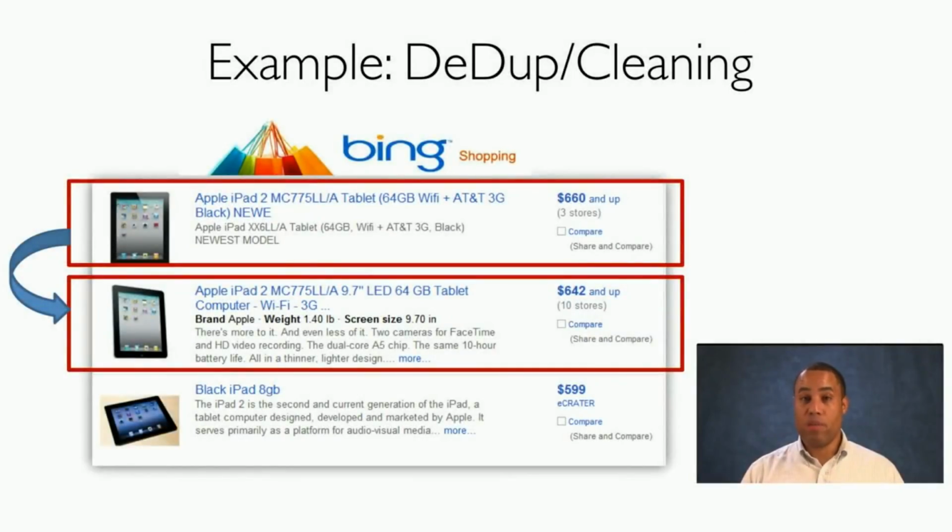Let's look at some more examples of data integration. So here's a dedupe example from Bing Shopping. And we can see we have two products here, Apple iPad 2s. And it turns out these are actually the same product, but they haven't been merged together when we see the list, even though they should actually be merged together.